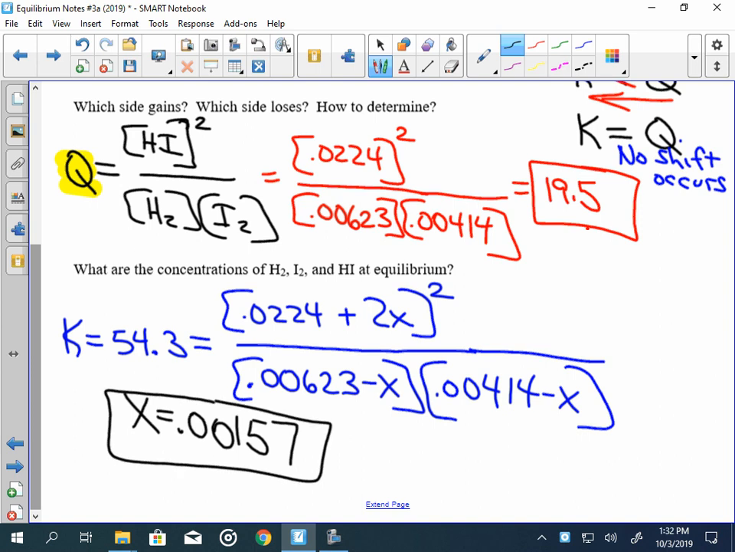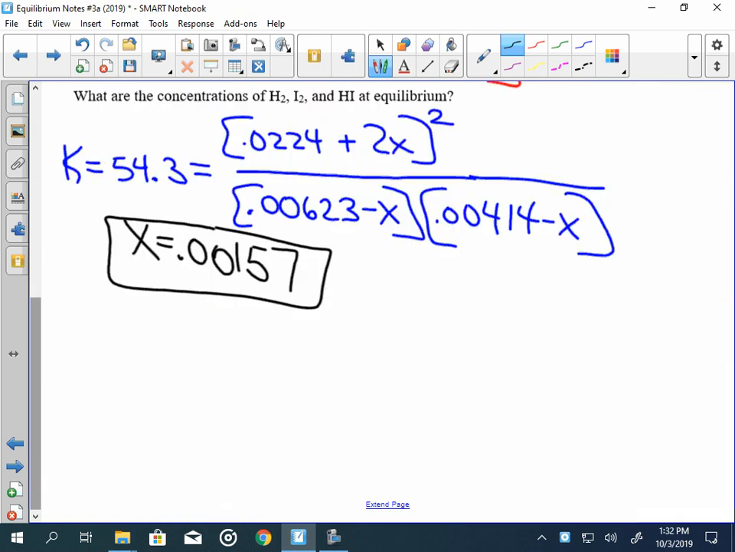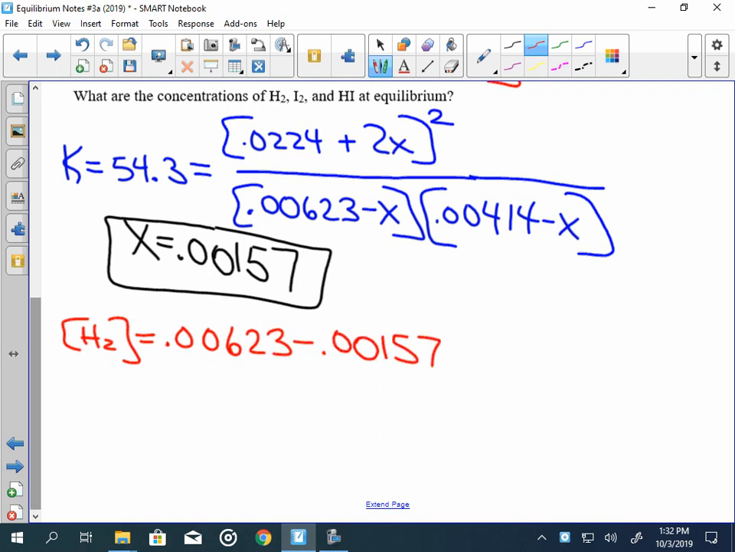There we are. Once I know my x value, like every problem, hey, what are those molarities at equilibrium? I'm going to substitute. And here we go. I'll give you those answers so that way you've got them. H2 is going to be equal to 0.00623 minus 0.00157, and that is equal to 0.00466 molar.